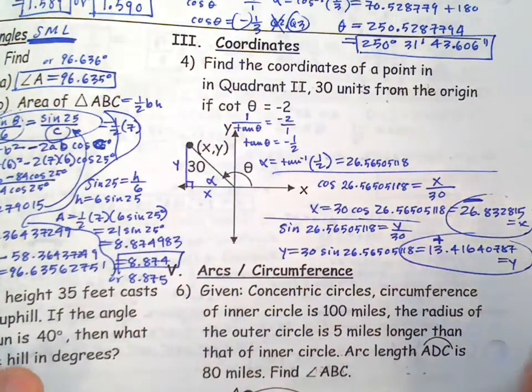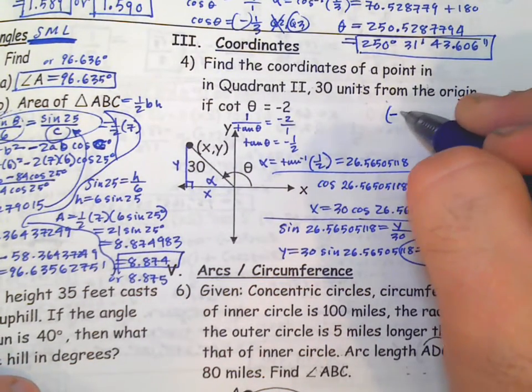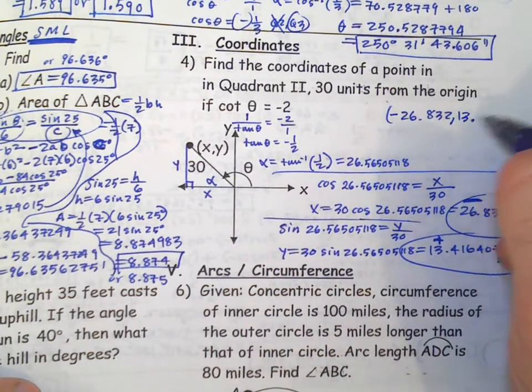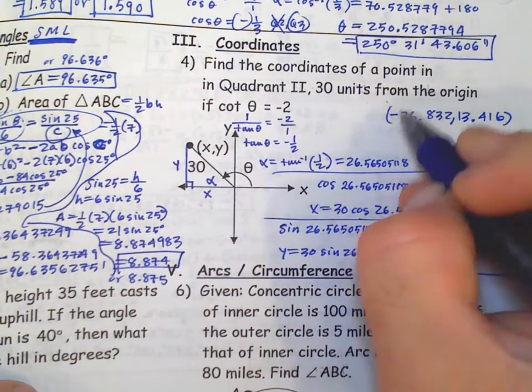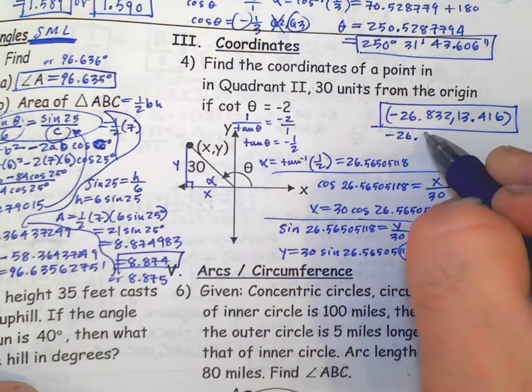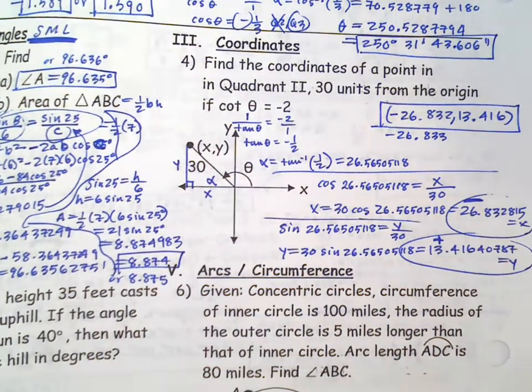So your final answer as an ordered pair, 3 decimal accuracy, negative 26.832, comma, 13.416. If you wanted to round, that would change the x value to negative 26.833. But so there you go.